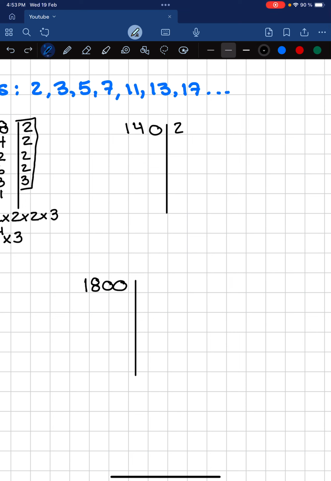And 2 fit in 14, 7 times. It is exact, that means we don't need to carry on anything else. And 2 in 0 fits 0 times. That's why 140 divided 2 is 70. As 70 is even, we can divide it by 2 again. And once again, we're going to use the division trick. So how many times the 2 fit in 7? 2 in 7 fits 3 times.